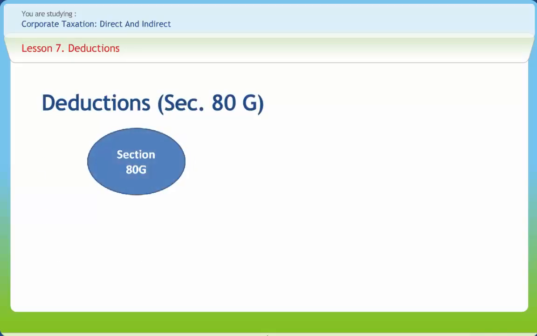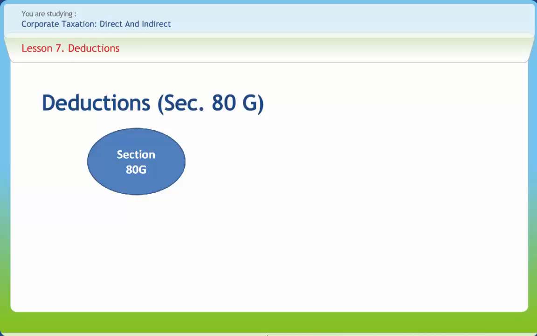Now let's discuss deductions under Section 80G. Donations paid to specified institutions qualify for tax deduction under Section 80G, but are subject to certain ceiling limits. Based on limits, we can broadly divide all eligible donations under Section 80G into 4 categories. 100% deduction without any qualifying limit, for example, Prime Minister's National Relief Fund. 50% deduction without any qualifying limit, for example, Indira Gandhi Memorial Trust.